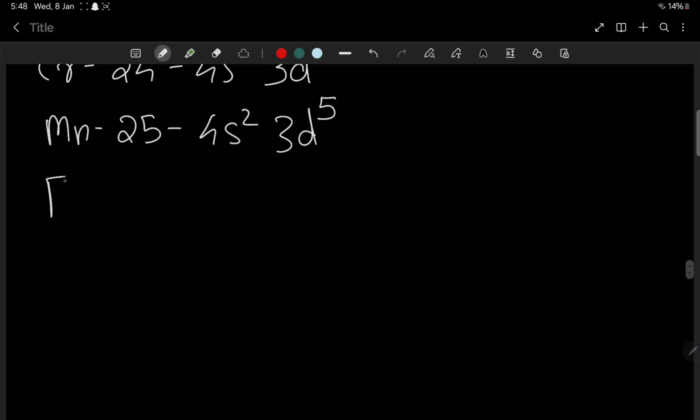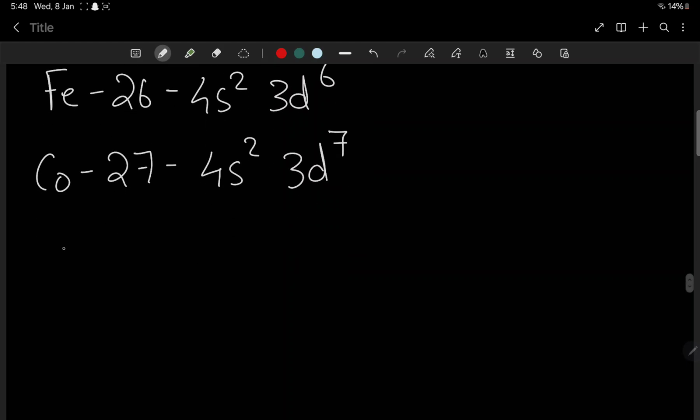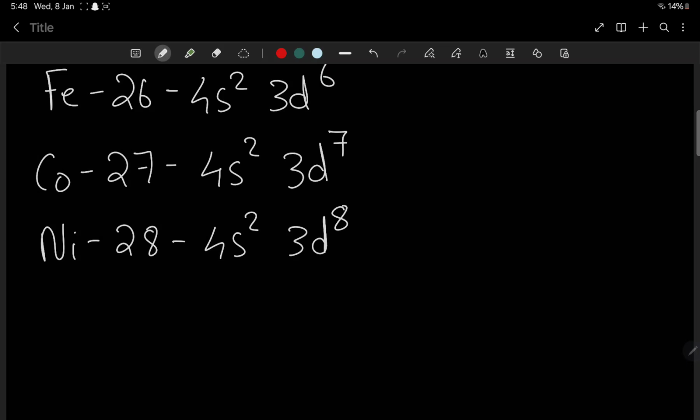Now iron, 26, that is 4s2 3d6. Cobalt, 27, that is 4s2 3d7. Nickel, 28, 4s2 3d8. Nickel over. Now copper, it is 29, it will be 4s1 3d10.